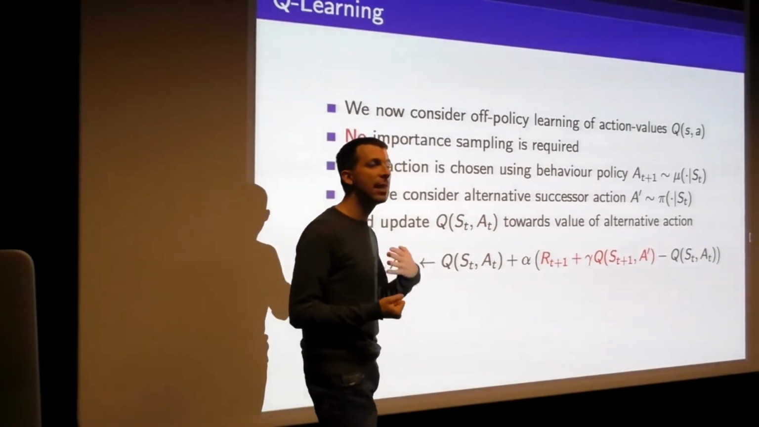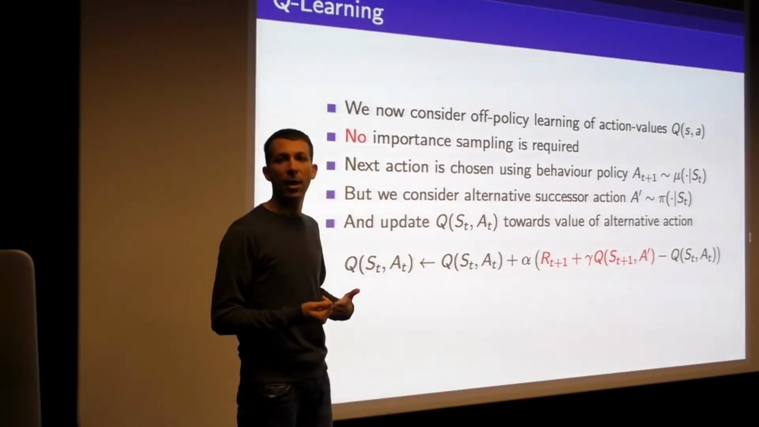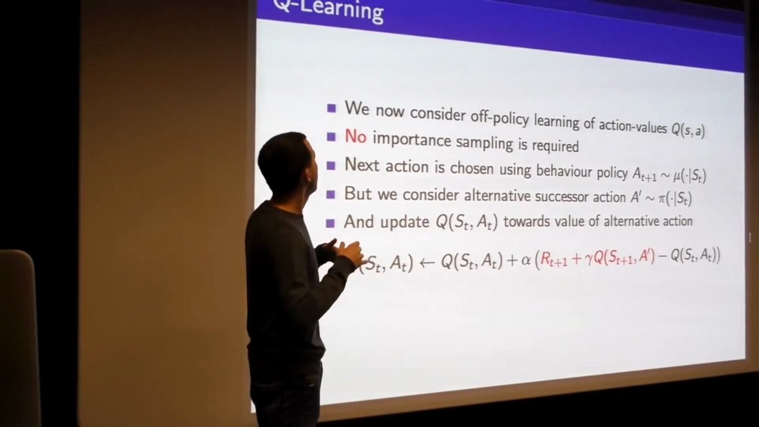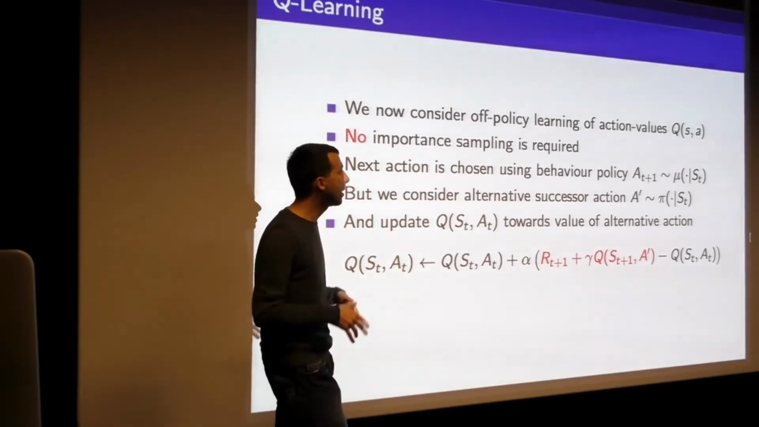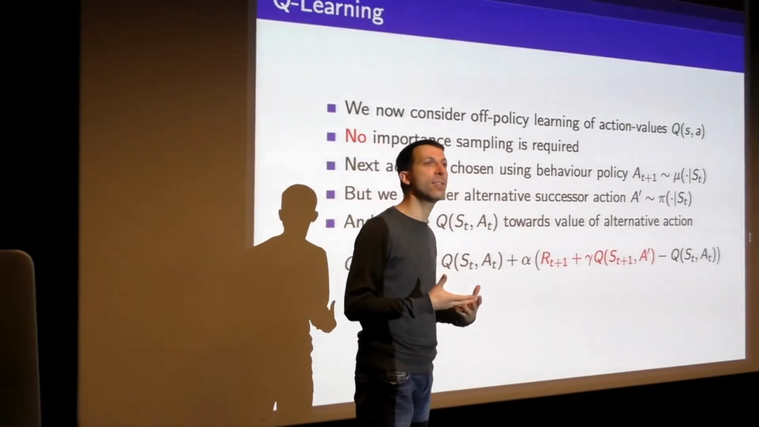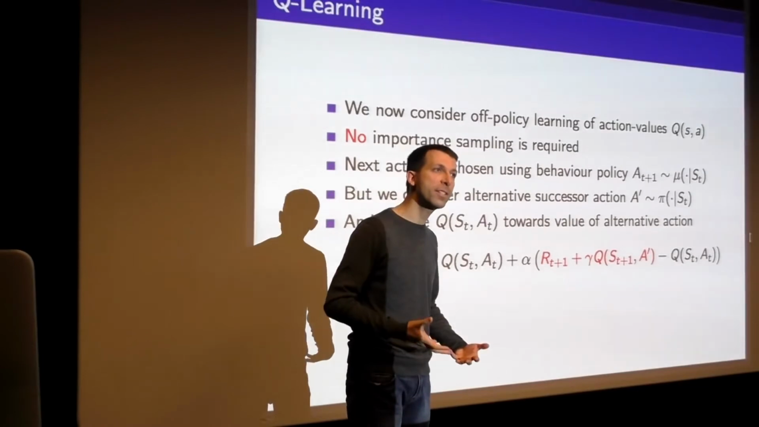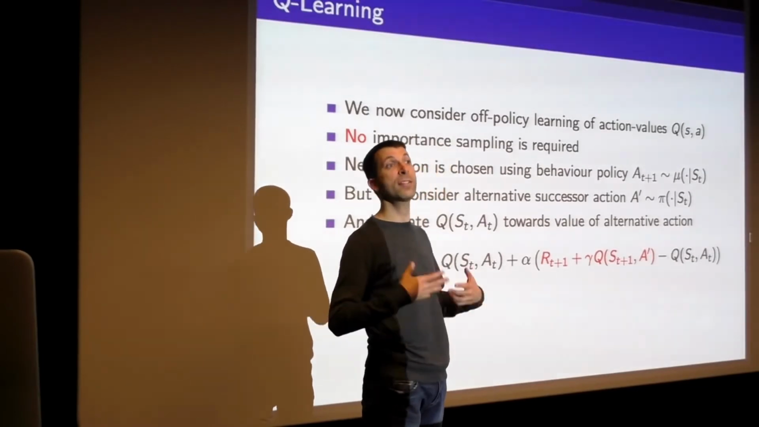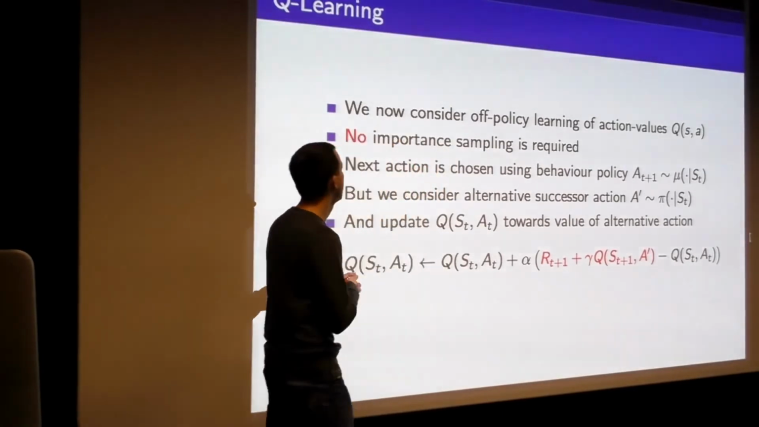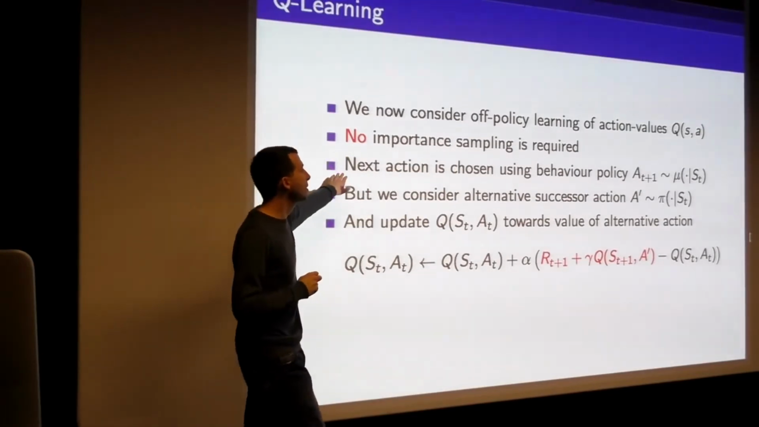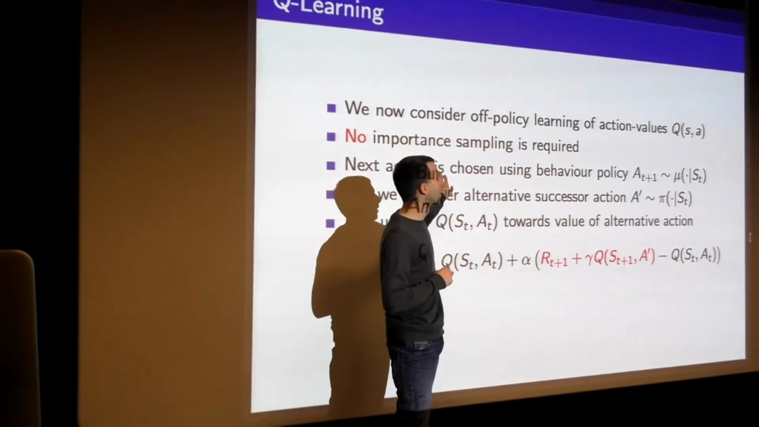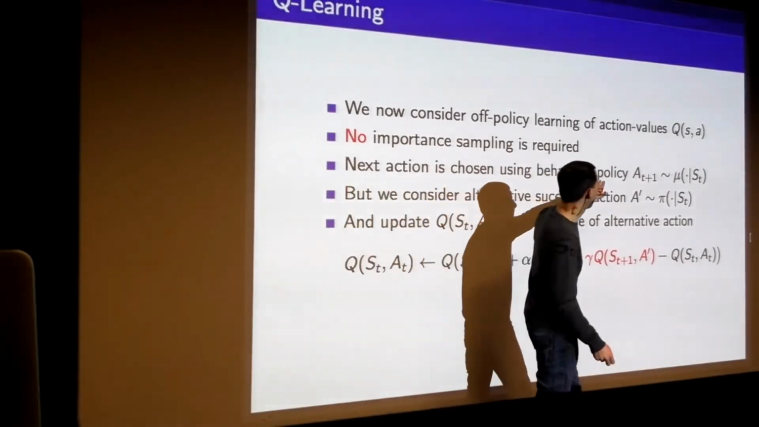This is specific to TD(0) now, to SARSA(0), for example. What we're going to do is consider a specific case where we make use of our Q values, the action values, to help us do off-policy learning in a particularly efficient way that doesn't require importance sampling. And the idea is very simple. We're going to select our next action using our behavior policy.